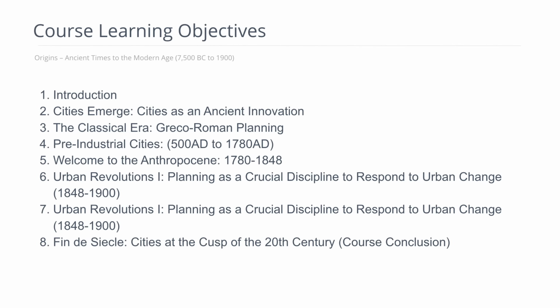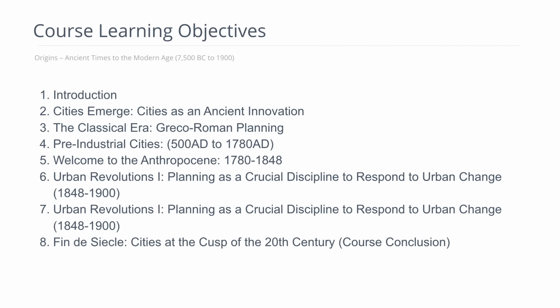After this introduction, we'll look at ancient cities. We'll then look at Rome and Greece specifically and the innovations in that era. We'll look at how cities rose after the Roman Empire fell, the Anthropocene, the Industrial Revolution, when the built environment began to alter the entire planet.